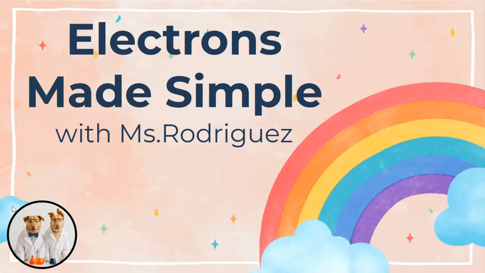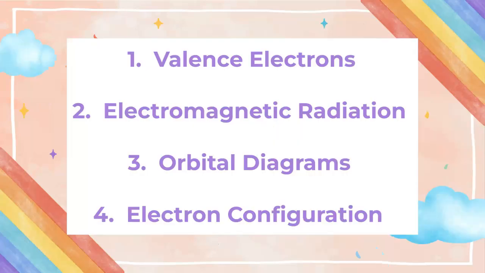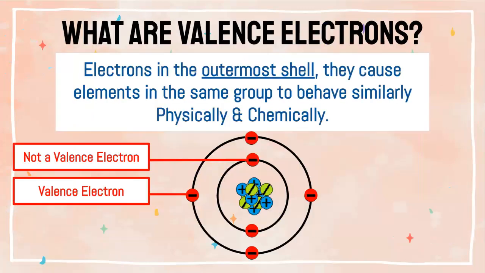Rodriguez, and today we're going over everything you need to know about the EM spectrum and electron configuration unit in high school chemistry. Today we're covering valence electrons, electromagnetic radiation, orbital diagrams, and electron configuration. So starting with valence electrons. Valence electrons are the electrons in the outermost shell. They cause elements in the same group to behave similarly physically and chemically.